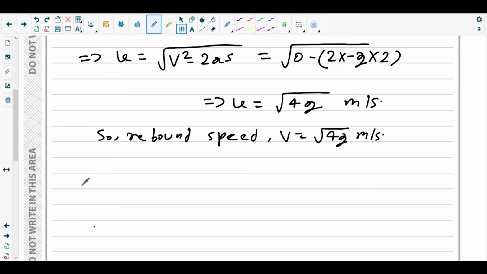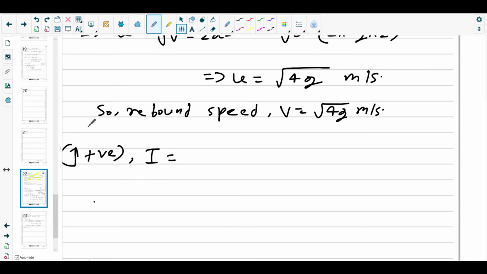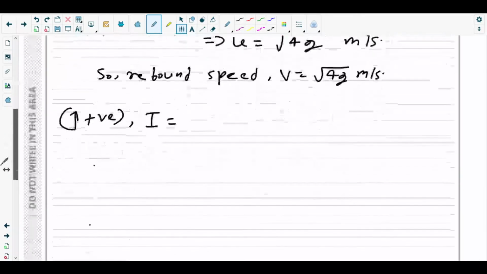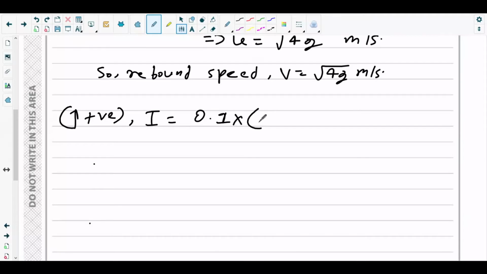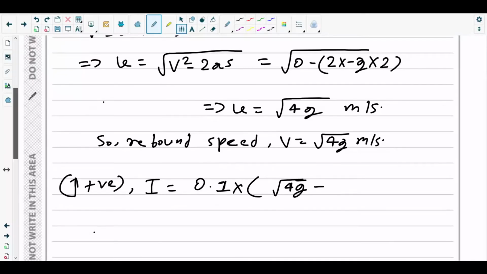Now we need to find out impulse. We are taking upward as positive, so for impulse the direction definitely matters. I equals to what? Mass is how much? Mass is 0.1 kg, yeah. So impulse is 0.1 times v minus u. V is the rebound speed, in the upward direction, which is positive, so square root of 4g, minus initial speed, which is the approach speed. Approach speed is in the downward direction, so it will be negative 8. Negative 8 makes it positive 8.